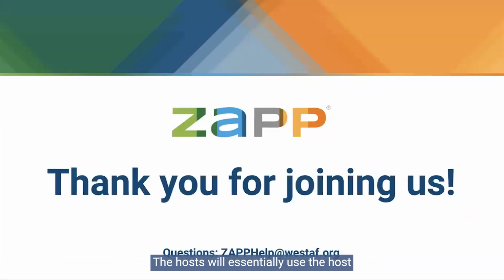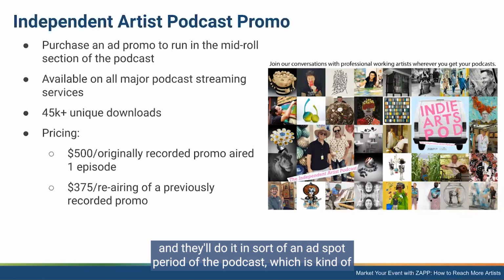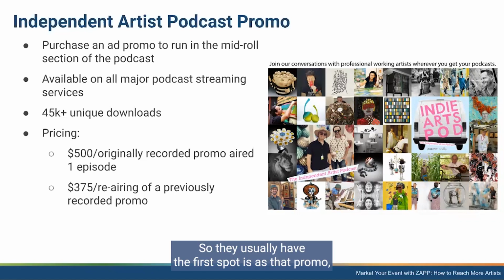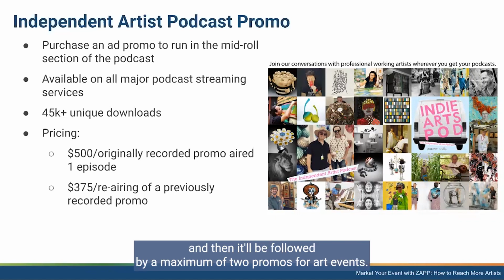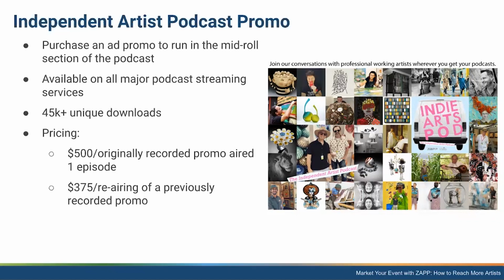The host will essentially share information about your event, and they'll do it in an ad spot period of the podcast, which is after their introductory banter and prior to the featured guest of that week. The first spot is usually a ZAPP promo, followed by a maximum of 2 promos for art events if you want to feature yourselves on their podcast. Each spot runs about 45 seconds in length.